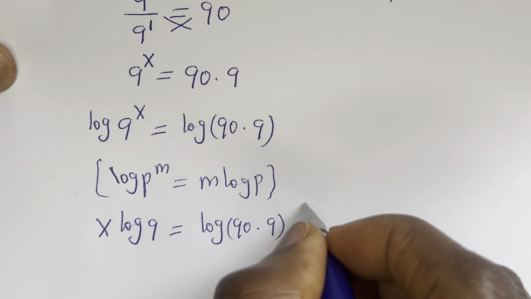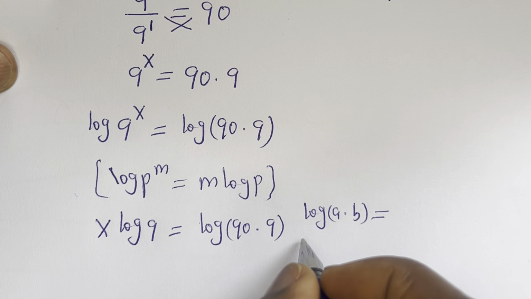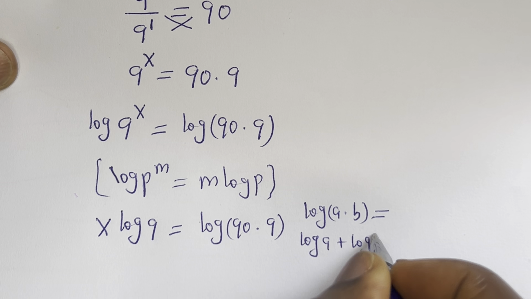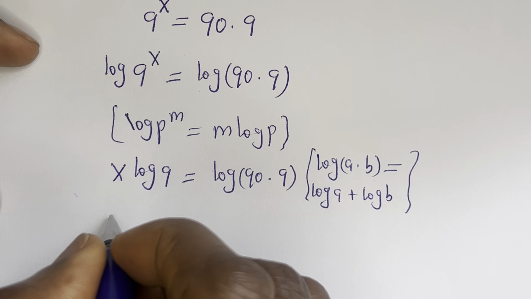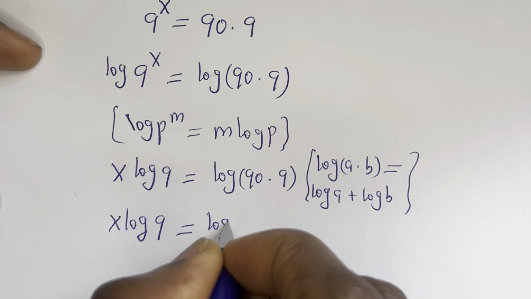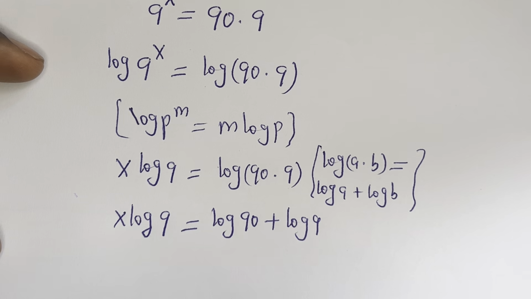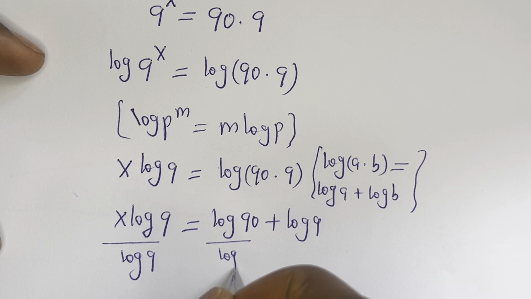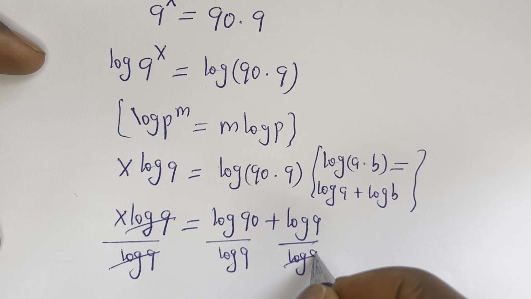Also, if you have log a multiplied by b, this is equal to log a plus log b. Then this can be written as x log 9 is equal to log 90 plus log 9. Now let's divide both sides by log 9. This is divided by log 9, and this is divided by log 9. This will cancel this, this will cancel this.